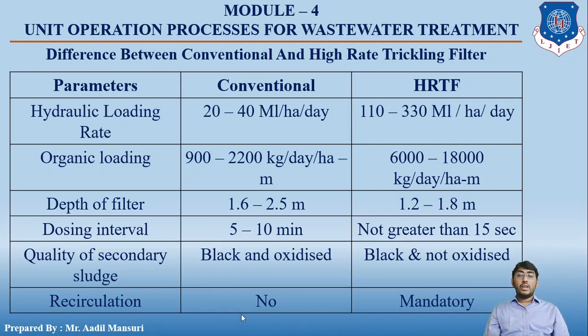Talking about quality of secondary sludge, it is usually black and oxidized for conventional trickling filter, but in high rate trickling filter the secondary sludge is black but it is not oxidized. And we know that HRTF needs recirculation, whereas conventional trickling filter does not need recirculation.